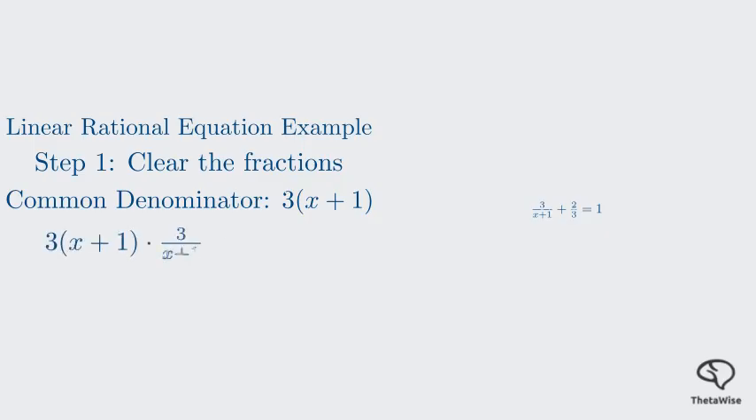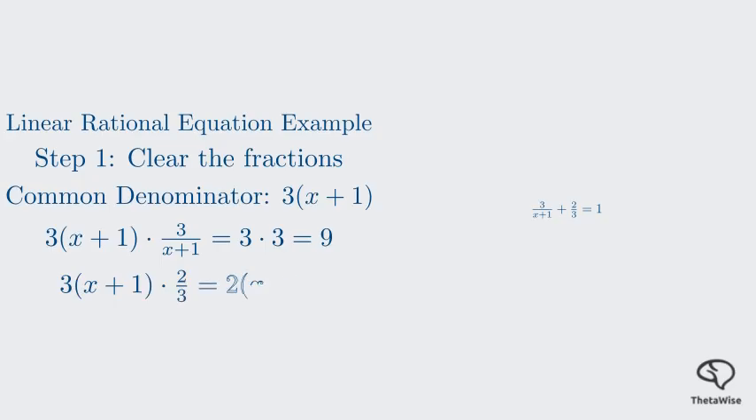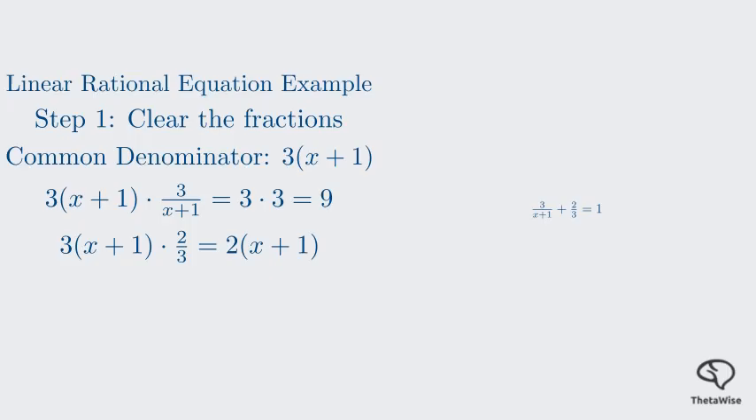When we multiply the first term by our common denominator, the x plus 1 terms cancel out, leaving us with 3 times 3, which is 9. For the second term, the 3's cancel out, leaving us with 2 times the quantity x plus 1. And on the right side, 1 times our common denominator is simply 3 times the quantity x plus 1. Now we have a much friendlier linear equation.